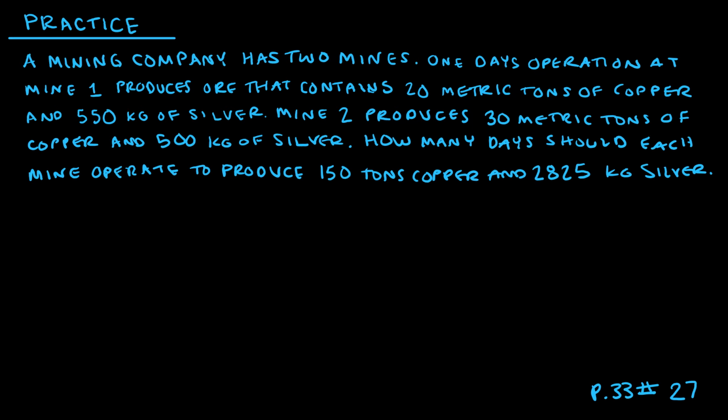So again, what we're being asked to do here is we have two mines, and we're saying, how many days should I operate mine 1, where I have 20 metric tons of copper and 550 kilograms of silver every day? And how many days should I operate mine 2, that has 30 metric tons of copper and 500 kilograms of silver every day, so that I end up with 150 tons of copper and 2,825 kilograms of silver? This is the question being asked.